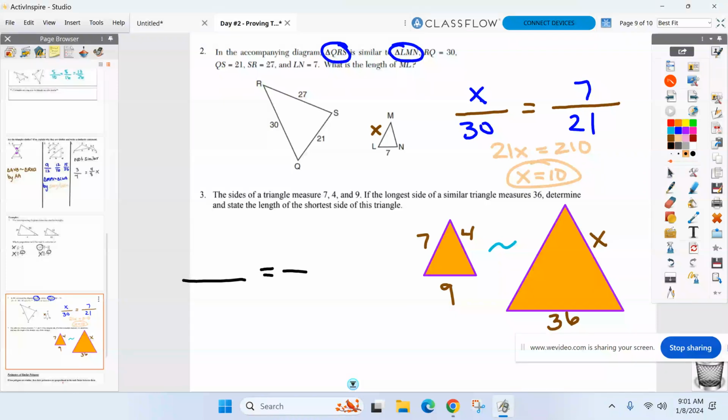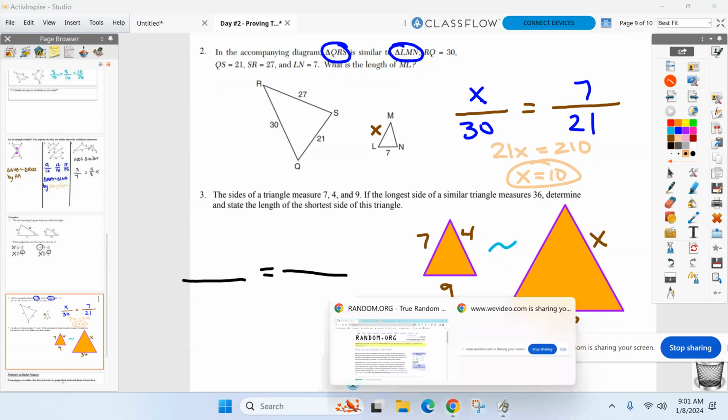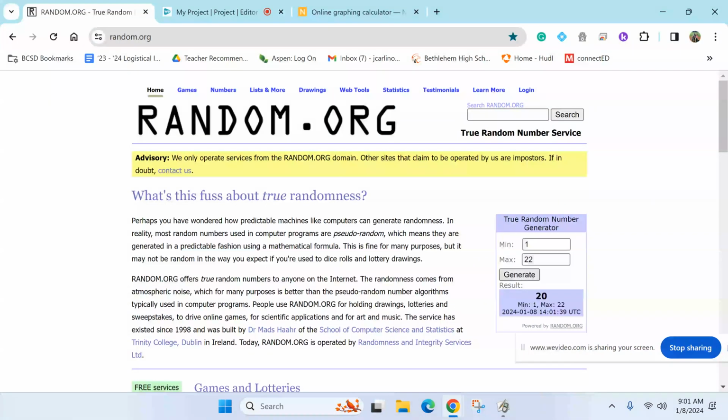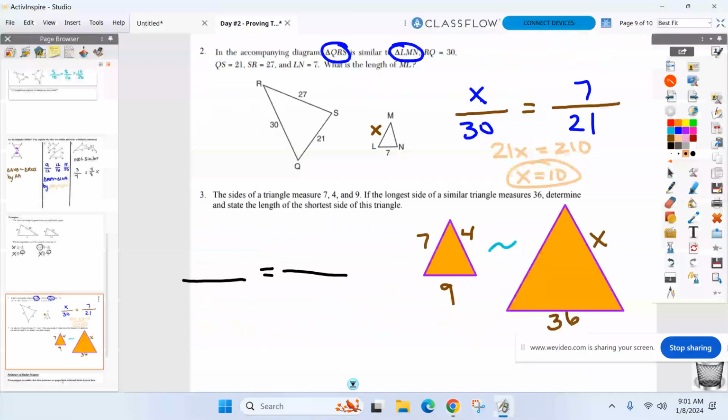All right, here we go. You guys are going to build this together. There is one side that does not belong in this proportion, which doesn't have a corresponding side, so hopefully you don't use that number. You can start this proportion any way you want. Give me a side length to start off with. Brendan, give me a side length.